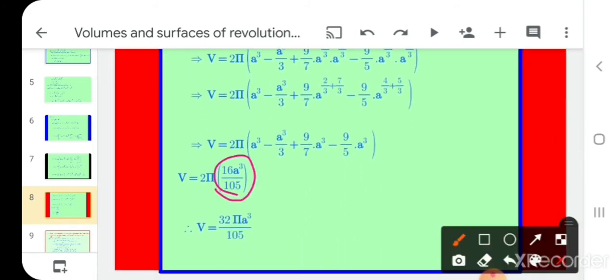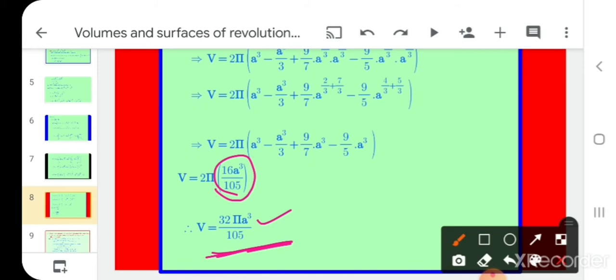16 a cube by 105. 16 2s are 32 pi a cube by 105. This is the volume of the given hypocycloid solid, the volume of the solid generated by the hypocycloid revolving about the x-axis.